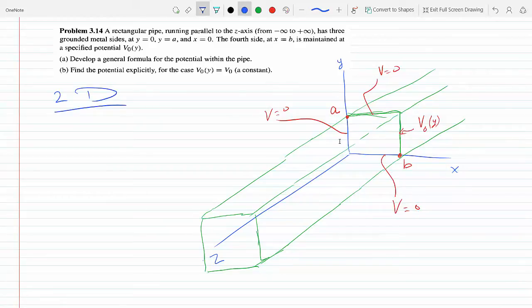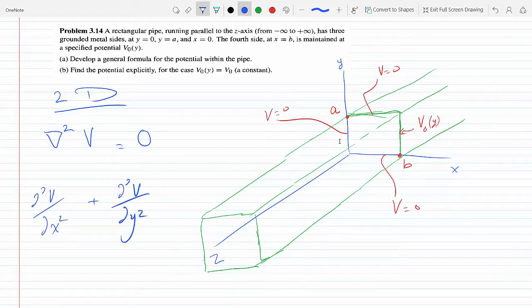So now Laplace's equation, the Laplacian of v, is equal to 0. There's no charge inside; we're solving Laplace's equation where there's no charge. So what's the Laplacian of v? This will become d squared v over dx squared plus d squared v over dy squared has to equal 0. So this is the Laplace's equation that we're going to try to solve.